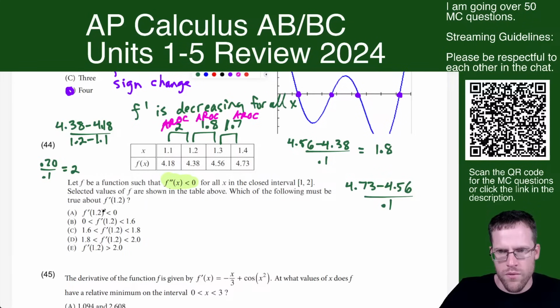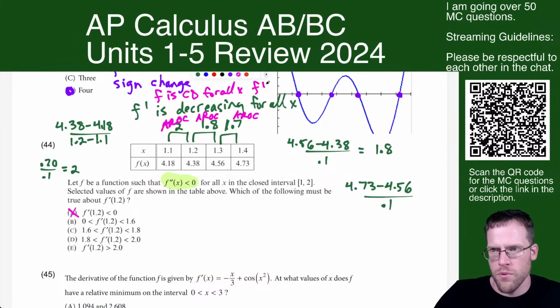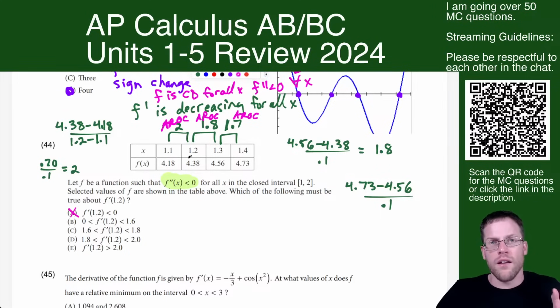F prime of 1.2 is less than 0. That's not true. Because if f is concave down for all x, then f double prime is less than 0 for all x. For all is the upside down capital A, I promise. This means for all. So here, that means the slope, f prime, is just continuously decreasing. It's not allowed to go back up. That's why the average rates of change are also continuously decreasing here.